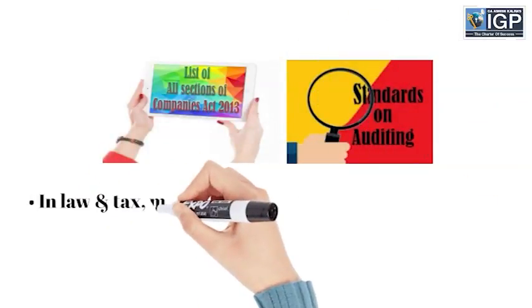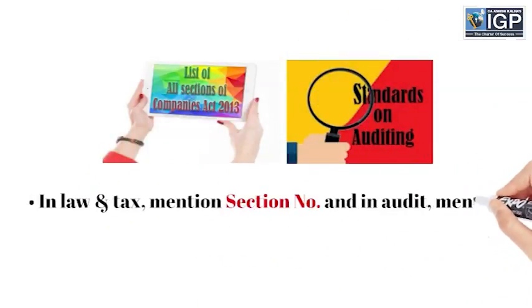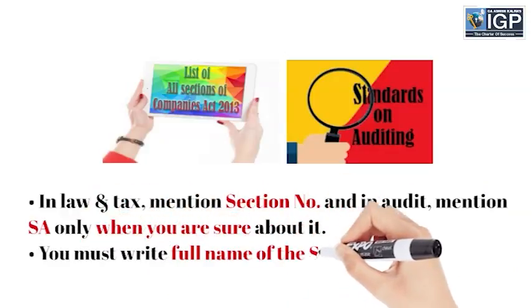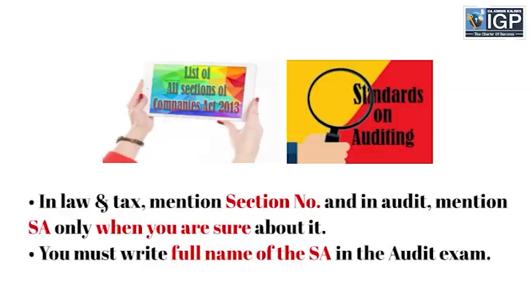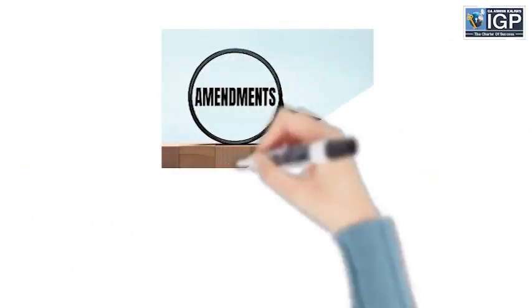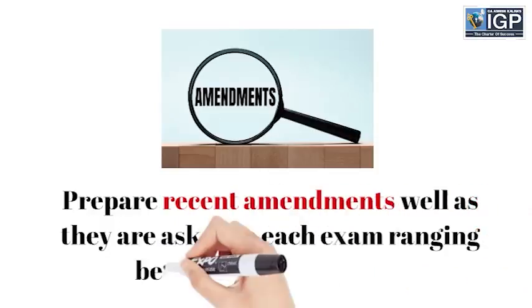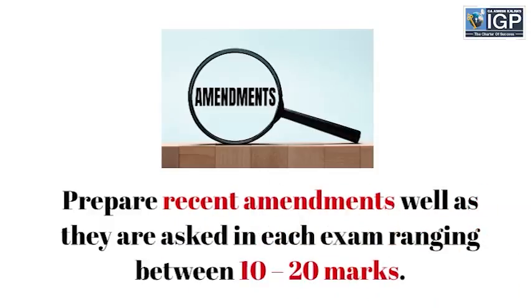In law and tax, mention section number, and in audit mention SA only when you are sure about it. You must write the full name of the SA in the audit exam to impress the examiner. Prepare recent amendments well as they are asked in each exam, ranging between 10 to 20 marks.